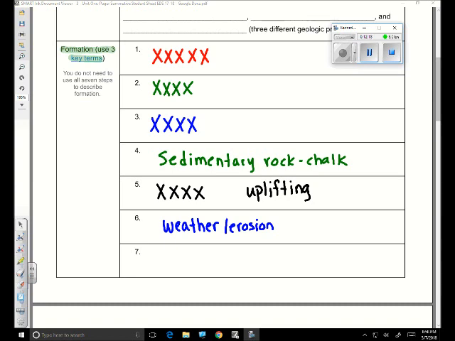So the final step is that the cliffs of Dover are not the same as they were millions of years ago when they rose out of the ocean, because we have weathering and erosion. So you have the rain and the wind and everything like that that's breaking those cliffs down into little pieces, and then those little pieces are being carried off into the ocean or some other place. So they're slowly getting smaller, basically. So I need you to write that in a complete sentence in the 6th step of the formation of the cliffs.